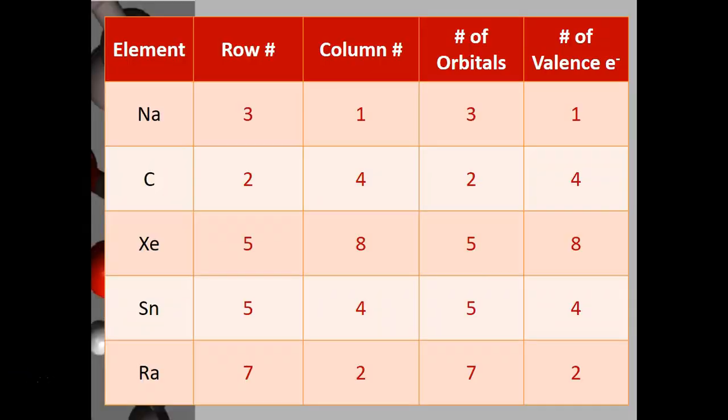Alright, so hopefully you got answers that look similar to this. So your row number should always be the same as your number of orbitals, because that's what that particular piece of information on the periodic table tells us. Column number always tells you your number of valence electrons, and so those should also be the same.